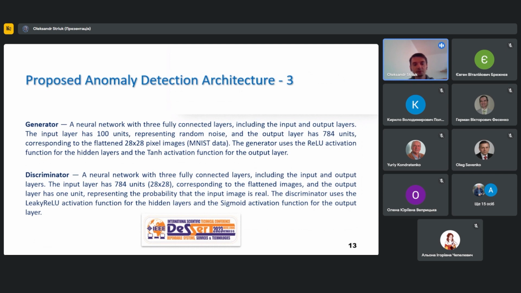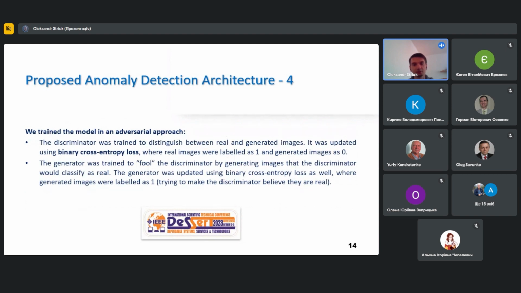The generator uses the ReLU activation function for the hidden layers and the tanh activation function for the output layer. Discriminator, a neural network with 3 fully connected layers as well, including the input and output layers. The input layer has 784 units, 28 by 28, corresponding to the flattened images, and the output layer has only 1 unit, representing the probability that the input image is real or not. The discriminator uses the ReLU activation function for the hidden layers and the sigmoid or logistic activation function for the output layer, because it's actually the binary classification task at the end.